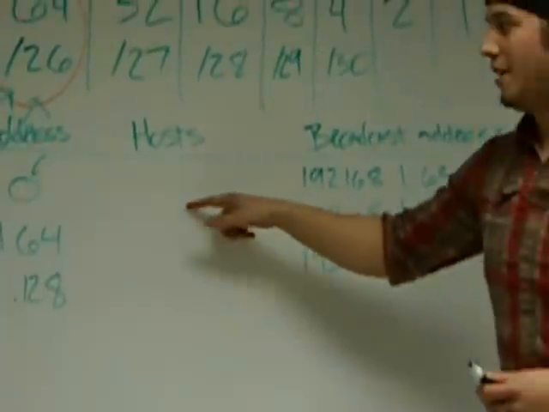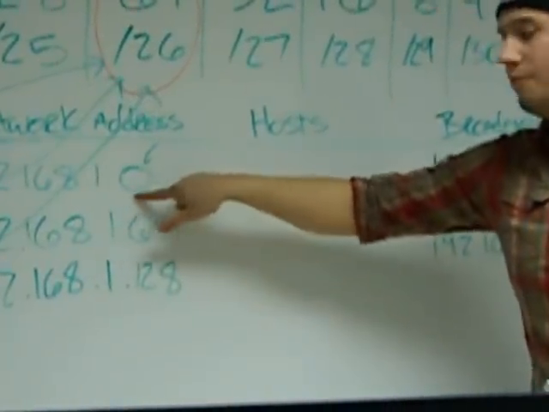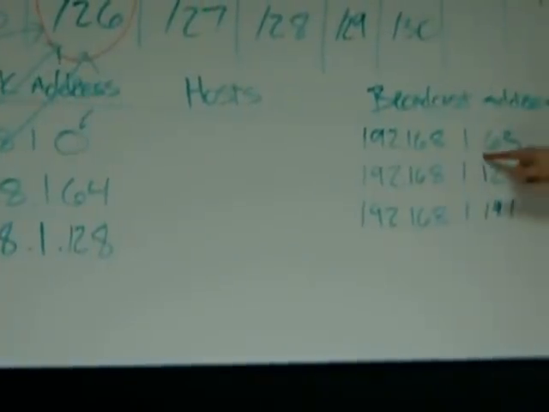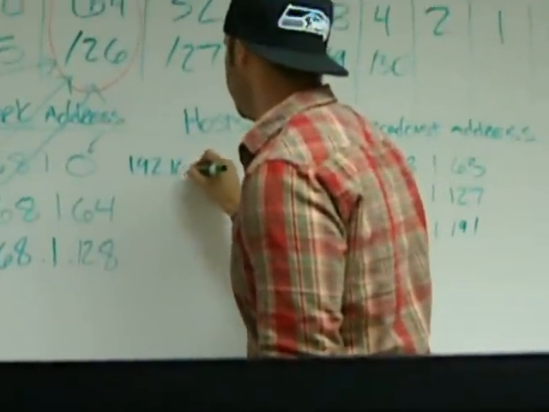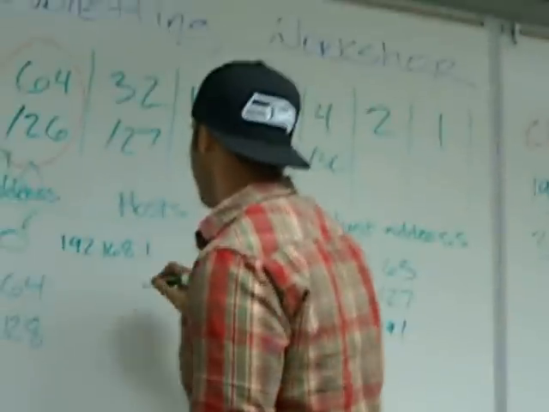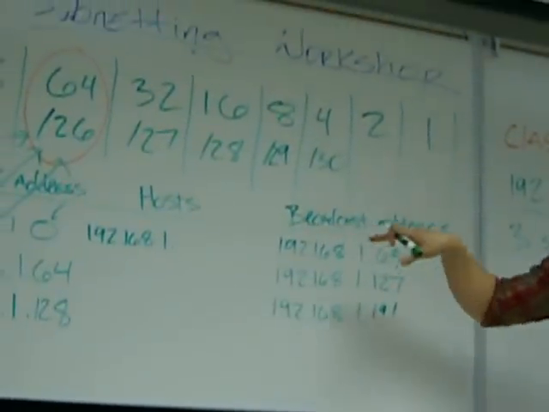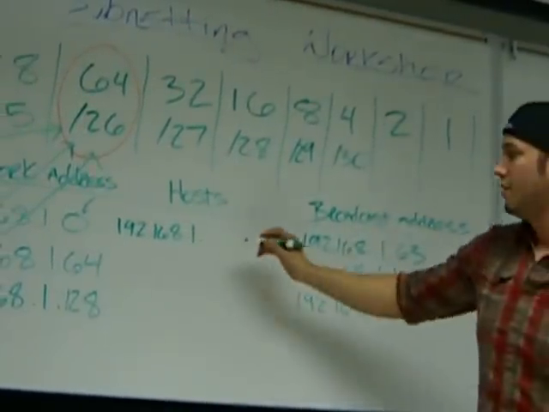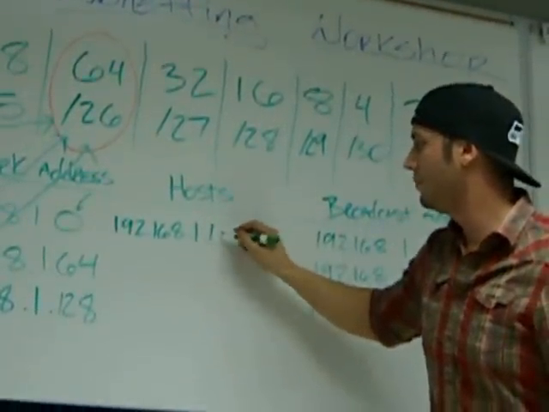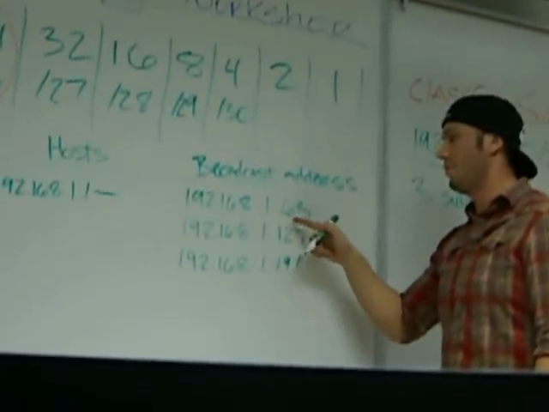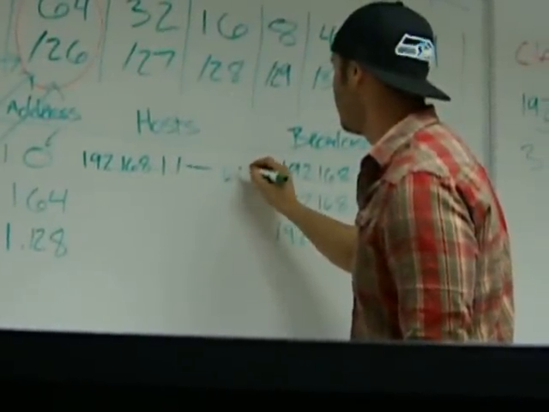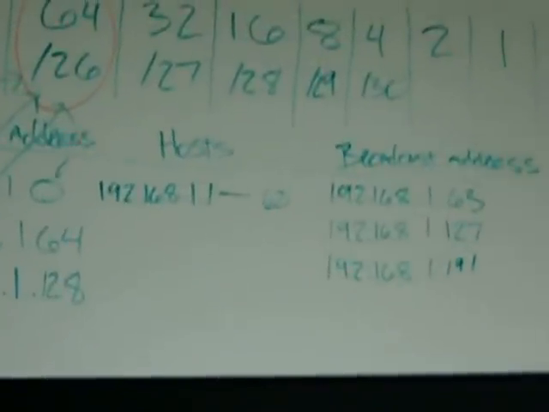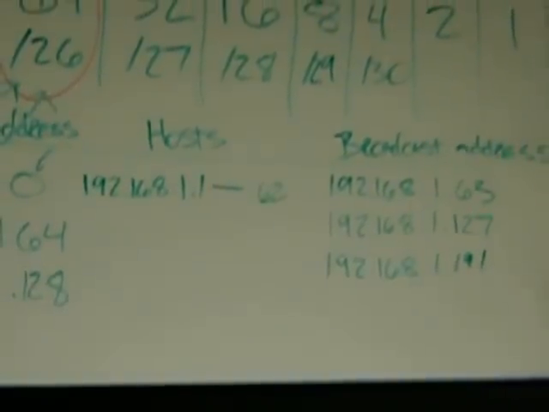Okay, so for this subnet, you're using the .0 for the network address, and you're using the .63 for the broadcast address. For the hosts, it's just going to be everything in between those guys right there. So that plus 1 is going to be 1, and then the one address before that, 62. And that's it. So you just completely subnetted that next network.